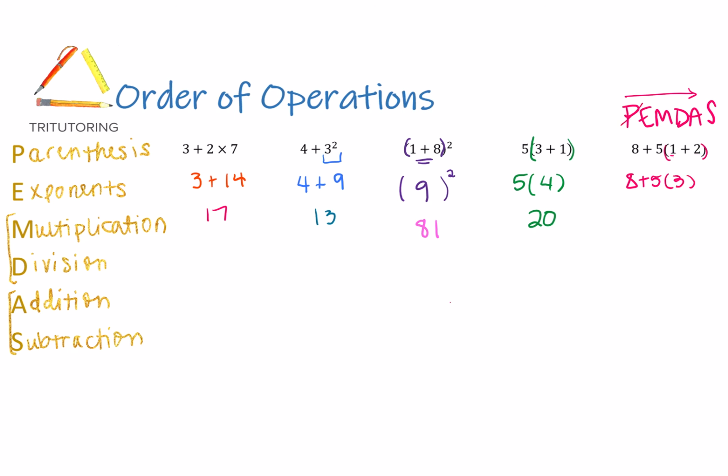Once I've done the parentheses, I don't see any exponents. I do have multiplication or division. In this case, we have multiplication with the 5 times 3. 5 times 3 makes 15. So it's 8 plus 15. And then I look for addition or subtraction. And I do have addition for this last step. 8 plus 15 gives me 23. And that's the final answer.